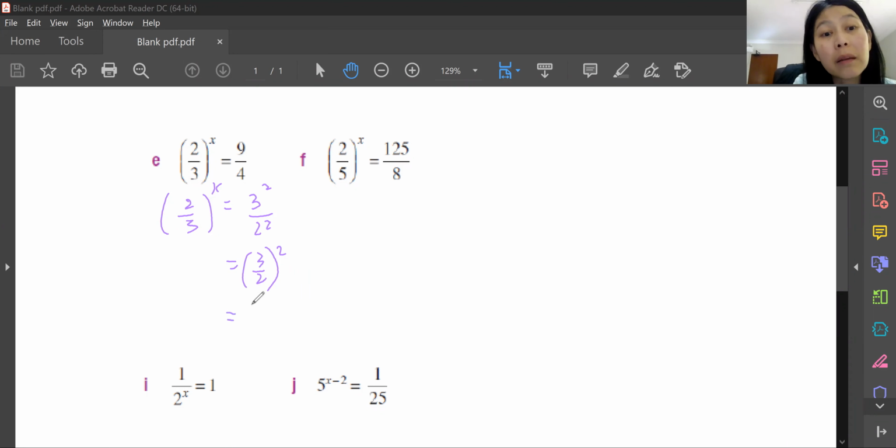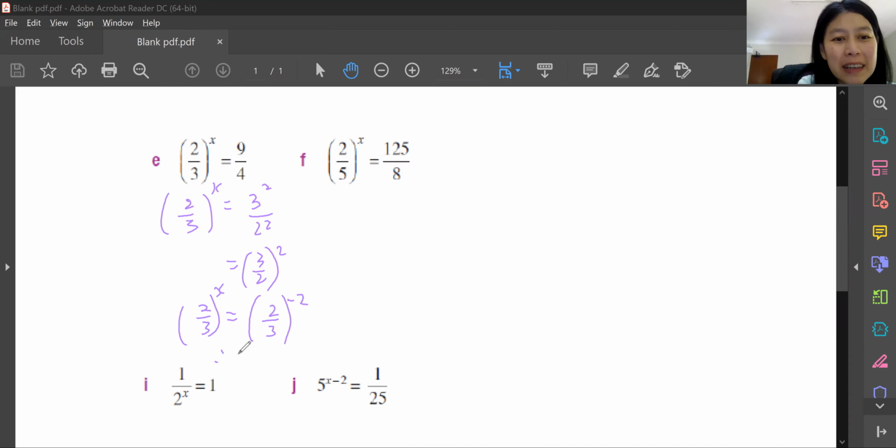Now again, the power of negative index. So when the sign of the index changes from positive to negative or negative to positive, the numerator and denominator swap. See that? Now they have the same base. So obviously x is negative 2. Okay, you may pause the video and try F and check with it afterwards.